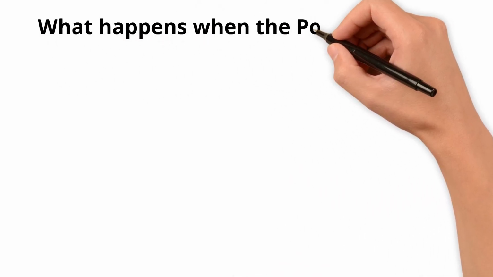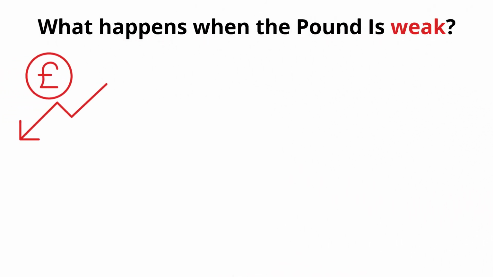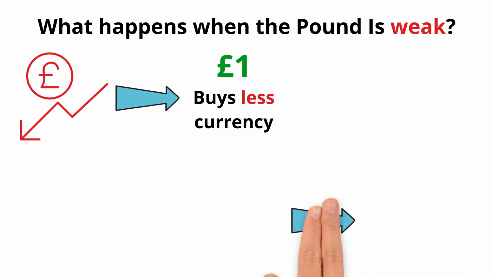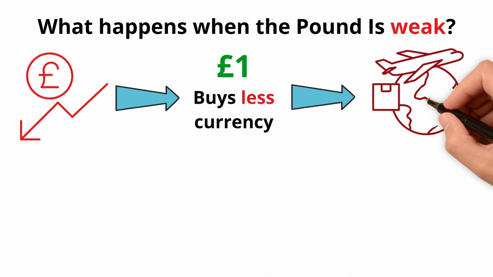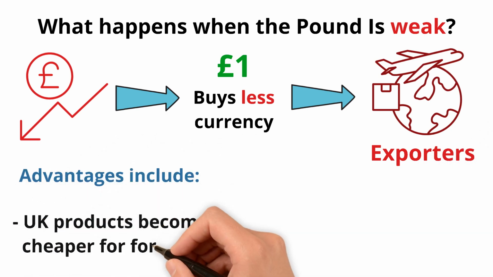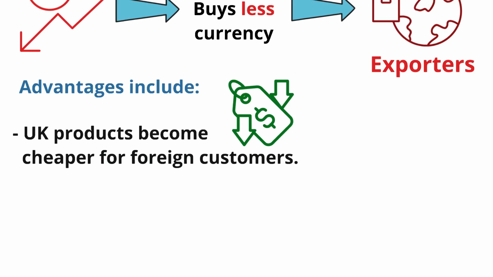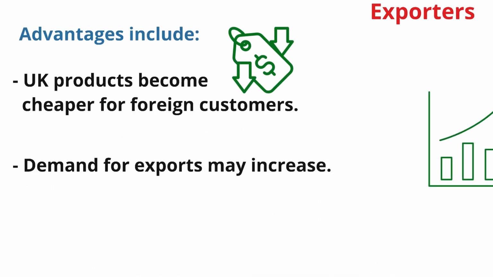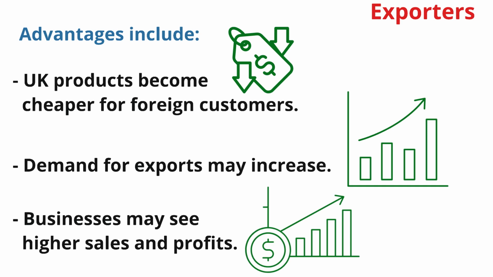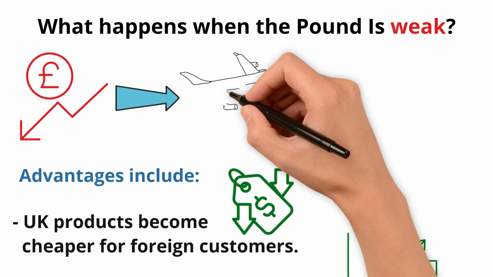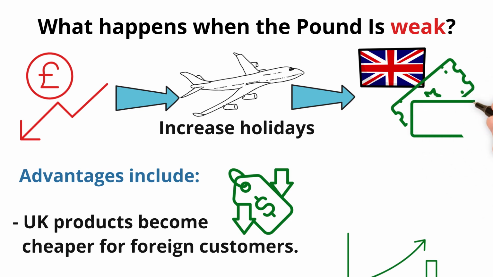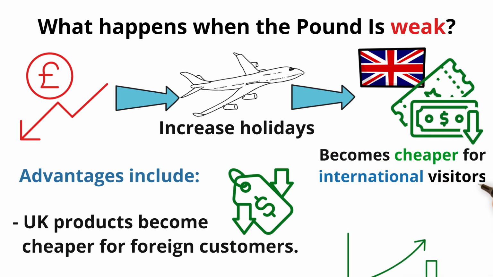What happens when the pound is weak? A weak pound means £1 buys less foreign currency. This benefits exporters. Advantages include UK products become cheaper for foreign customers, demand for exports might increase, and businesses might see higher sales and profits. A weak pound can also increase holidays because visiting the UK becomes cheaper for international visitors.